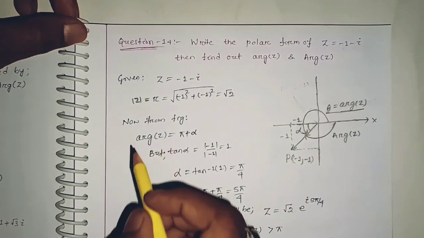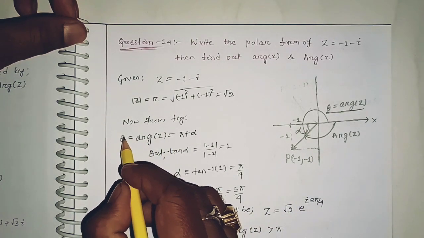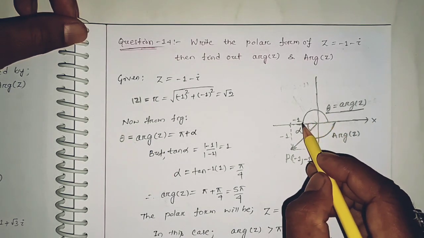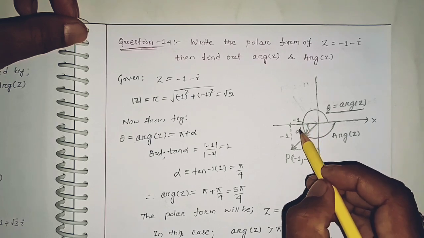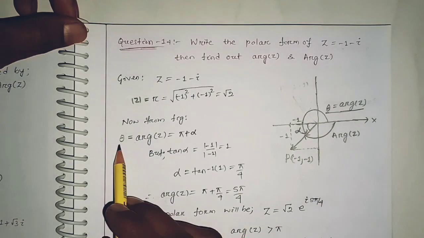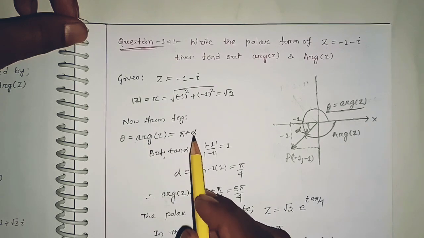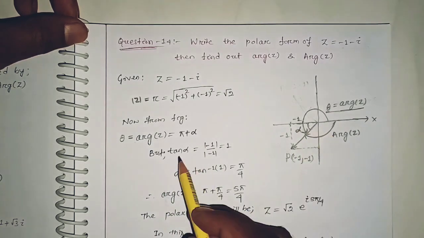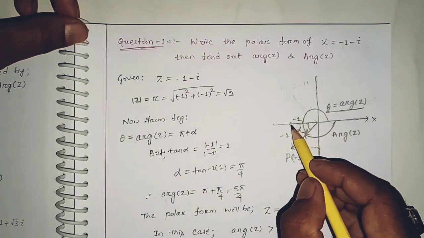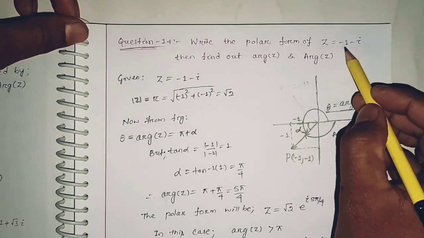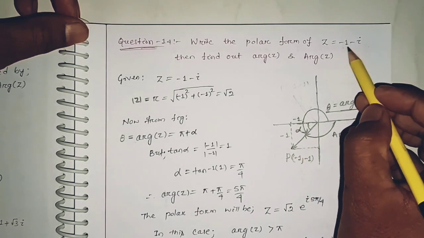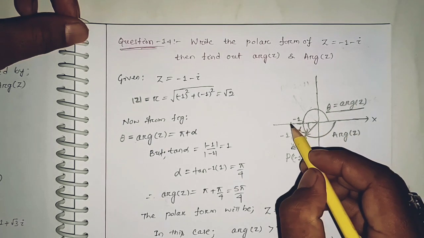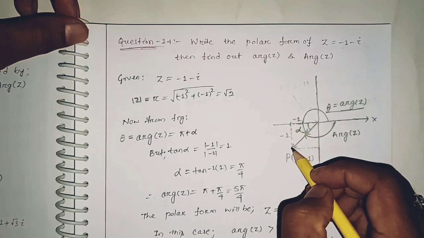So here the argument of z, theta, is up to this much, which is pi. Then another angle is alpha. So the argument of z, or theta, is pi plus alpha. Now we have to find alpha. Consider this triangle, tan alpha. Here this value is -1, and this value is -1 also. From the location of the given complex number, this length is -1, and this length is also -1.